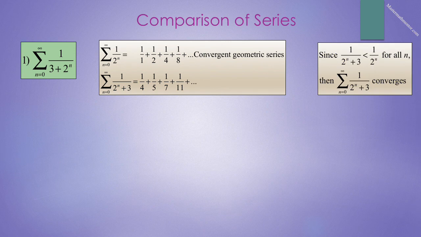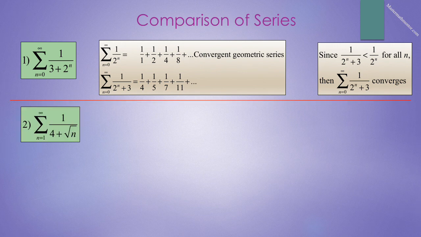So our conclusion is that since 1 over 2 to the n plus 3 is less than 1 over 2 to the n for all values of n, then because the summation n equals 0 to infinity of 1 over 2 to the n converges, the summation n equals 0 to infinity of 1 over 2 to the n plus 3 also converges.